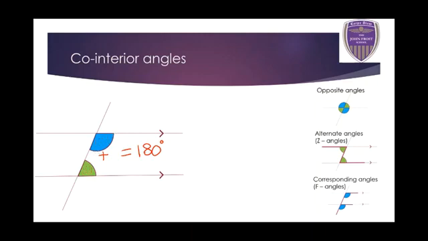If the top angle was 110, the bottom angle would have to be 70. Okay, so these co-interior angles, they always add up to equal 180. Okay, so if we look at the check-in question from last week, we can prove this.